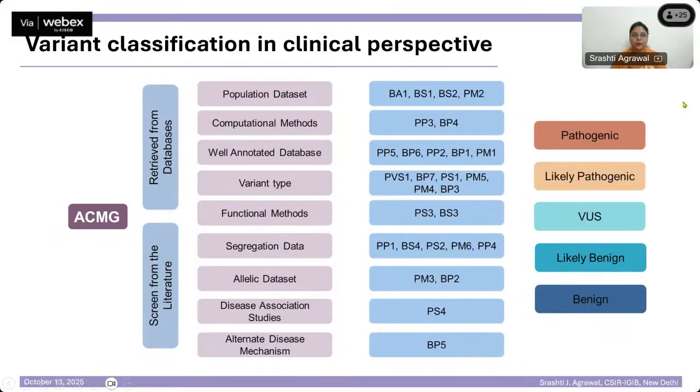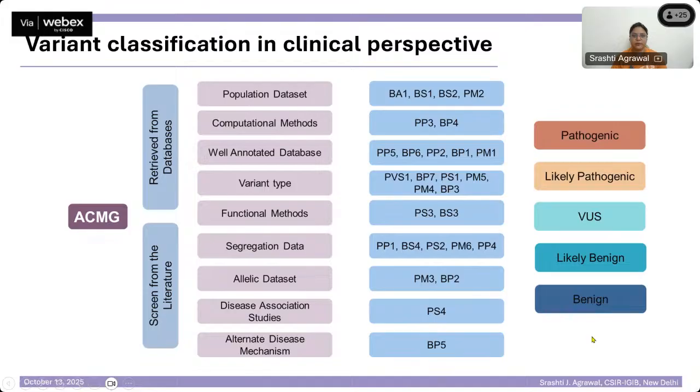So, depending upon the annotations, we can classify these variants as pathogenic, likely pathogenic, variant of uncertain significance, that is, we still do not have enough information about this variant, or likely benign or benign. So, depending upon which category the variant is in, the diagnosis can be given.